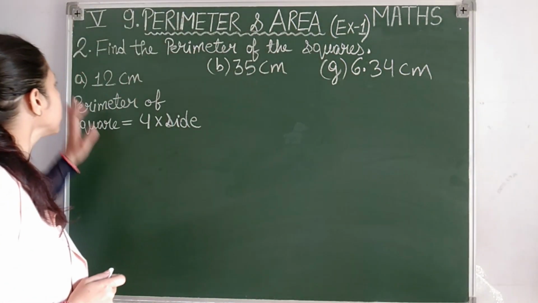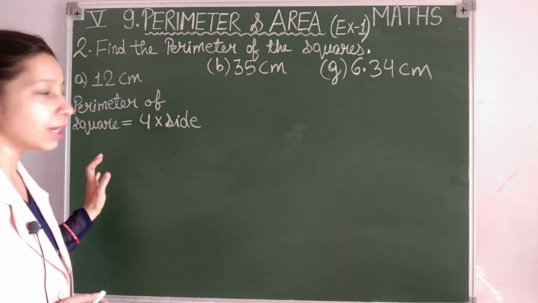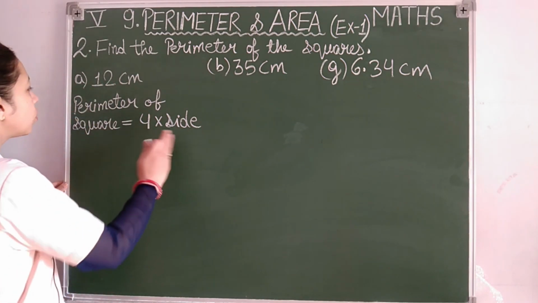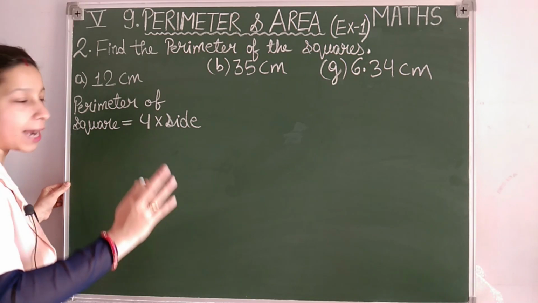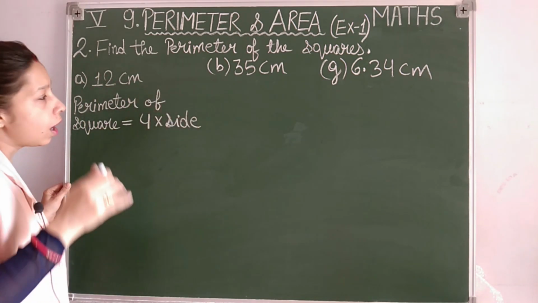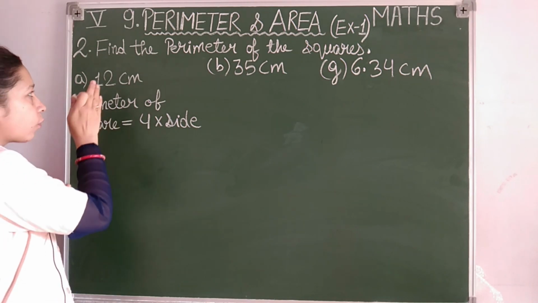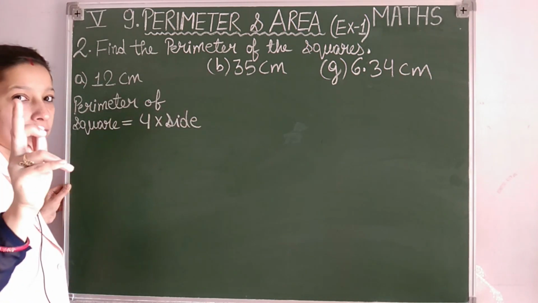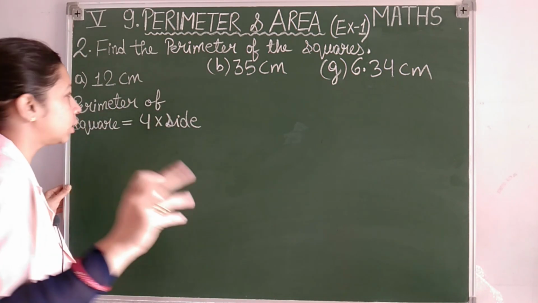Let us start students. So first point is 12 centimeter. I have already written here. Perimeter of square equals to 4 into side. Students, you have to write this formula for each and every point. But for now I am just writing the complete formula for the first one and simply I will solve. But your work, you are going to write the formula for each point.